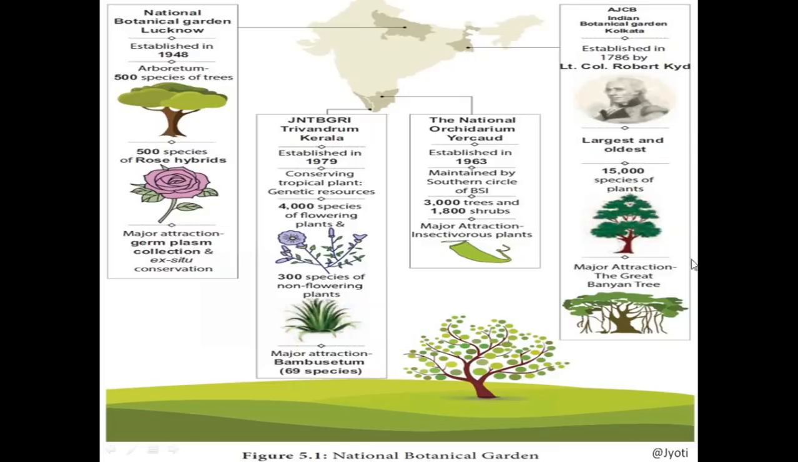Then next, the very common and biggest one, that is AJCB, Indian Botanical Garden, Kolkata. It was established in 1786 by Lieutenant Colonel Robert Kyd, and it is the largest and oldest. You have to remember this one. It is the largest and oldest botanical garden of India. It conserves 15,000 species of plants, and the major attraction is the Great Banyan Tree, which is more than 500 years of age.